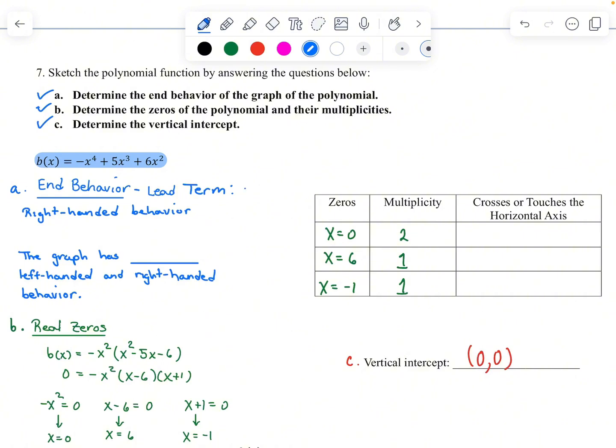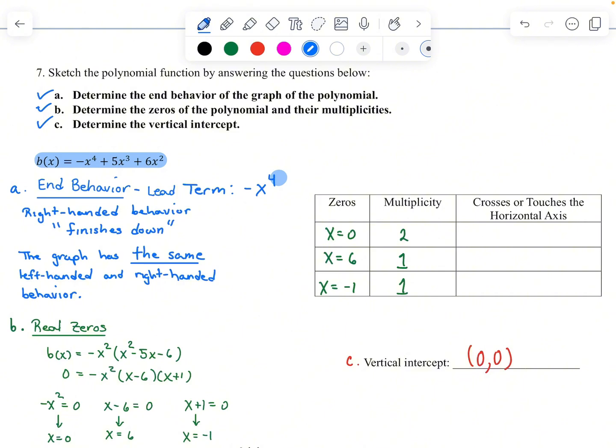So we're going to start by finding the end behavior. To do that, we need to analyze the lead term. And in this case, the lead term is negative x to the fourth power. Since the lead term's coefficient is negative, that means the right-handed behavior finishes down. Since the exponent of the lead term is even, this means the graph has the same left-handed and right-handed behavior.